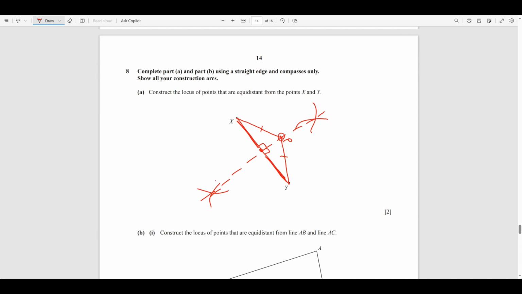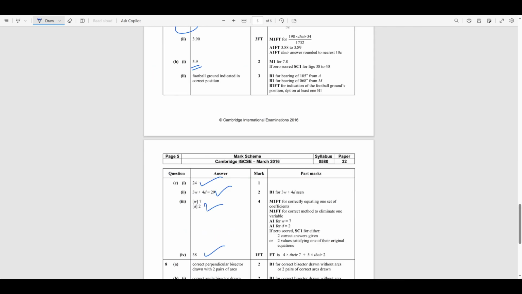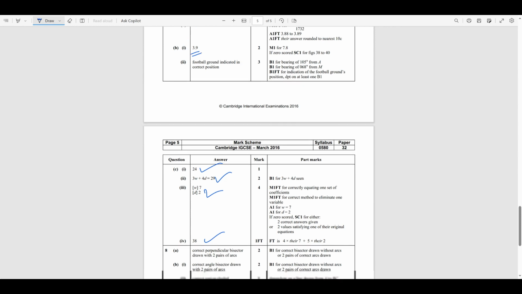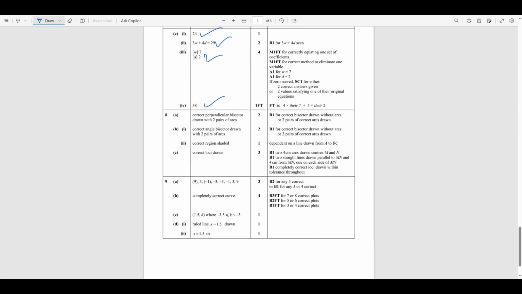So you don't basically have to prove that by drawing this point P. I think the perpendicular bisector should be enough for it. Correct, perpendicular bisector drawn with 2 pairs of arcs, right?